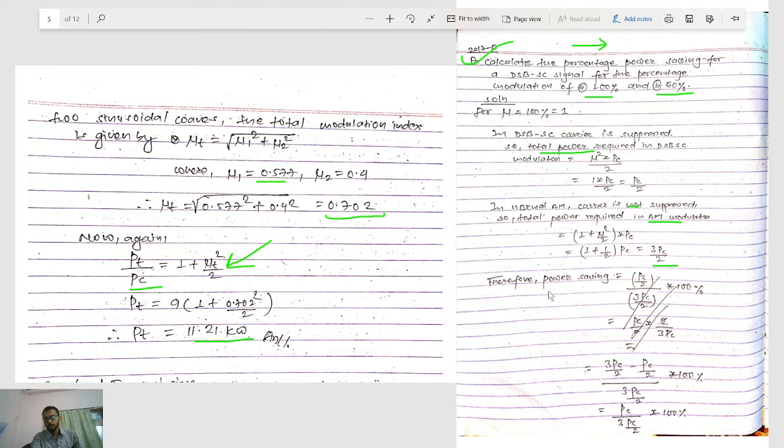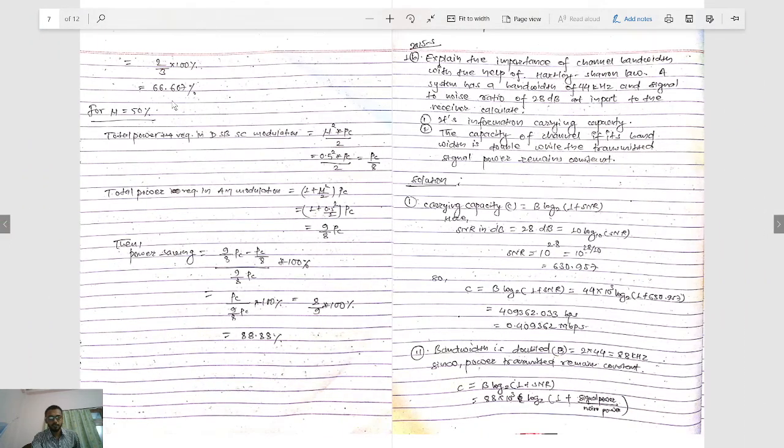And power saving is calculated as the total power in AM modulation minus the total power in DSB-SC modulation, divided by the total power in AM, that is 3 Pc by 2 minus Pc upon 2, upon 3 Pc upon 2, into 100%. On further calculation we will get 66.67%.